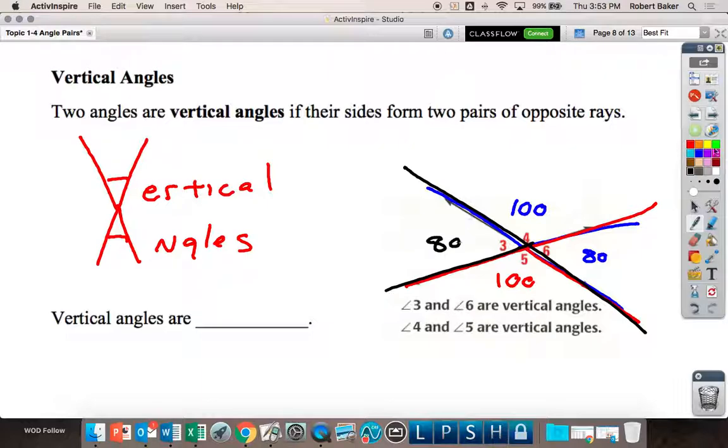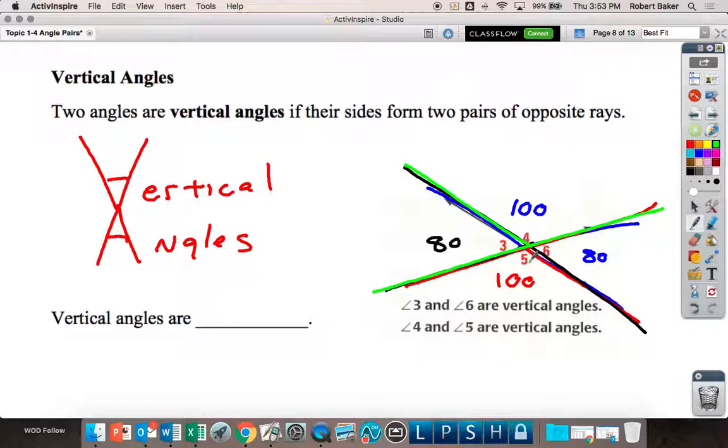But wait, there's more. What about these 2 angles right here? Are they supplementary? Yes. Are they a linear pair? Yes. They already add up to 180. So, vertical angles are supplementary. Vertical angles are supplementary. 100 and 100 make 180.